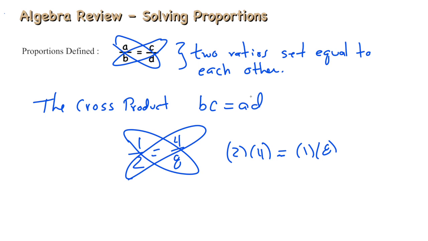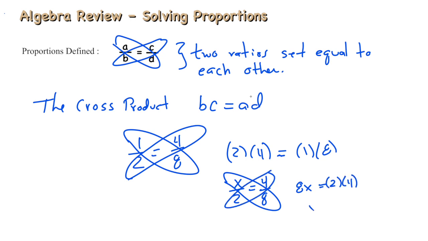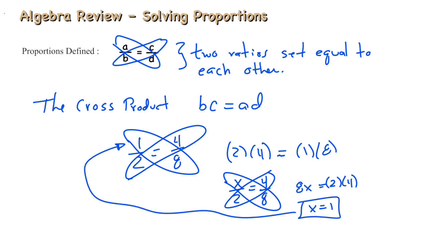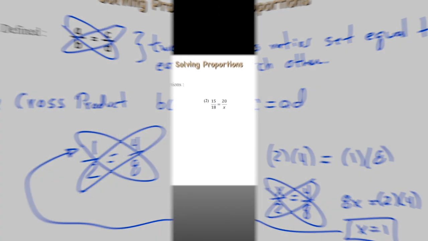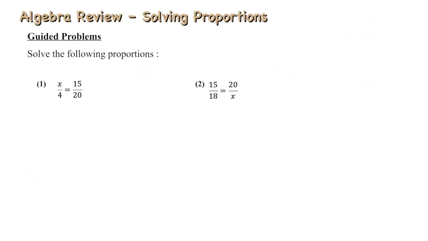And then you can replace these with variables. And you say when you cross multiply, you would get 8x is equal to 2 times 4. And you would get that x is equal to 1, which we knew from our example before we put the x there. So that's what a proportion is. Two fractions set equal, we can cross multiply to solve, and we can cross multiply to test if our solution is correct. So here we have two examples that we can work out.